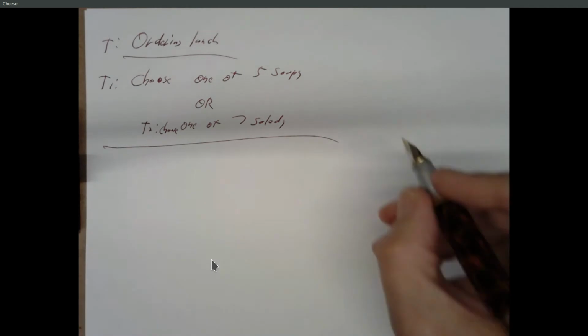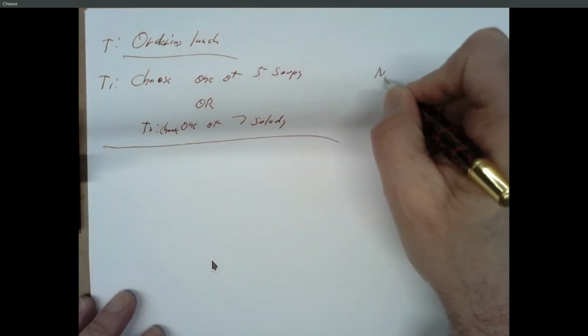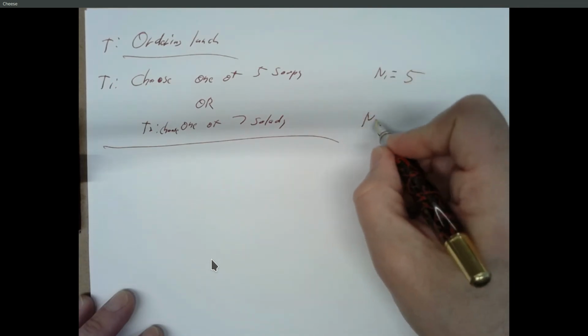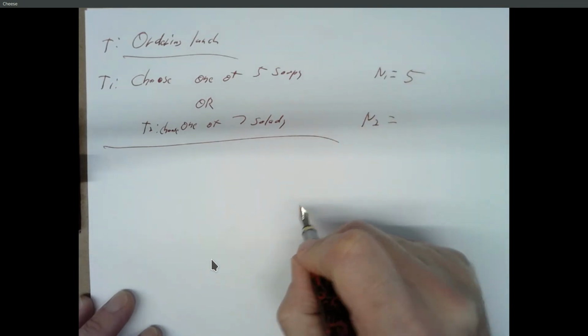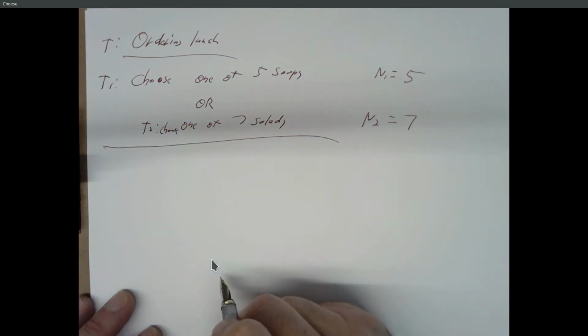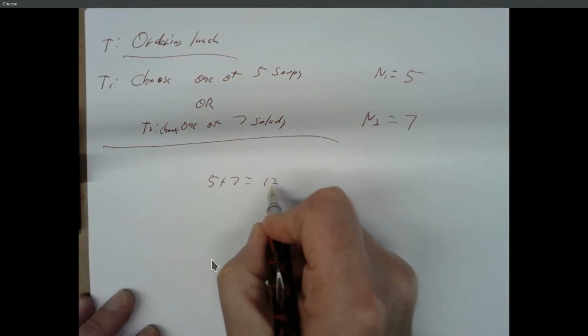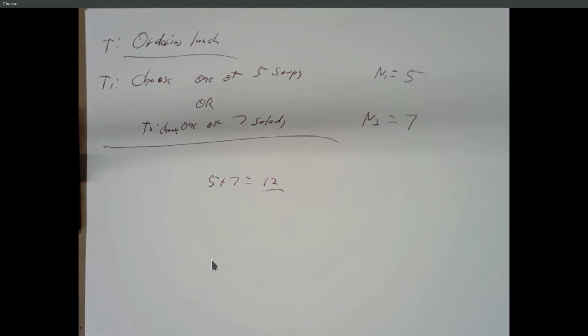So how many ways can we choose soup if we've got 5 possible soups? 5. And if we have 7 possible salads, the number of ways we can choose a salad is 7. And so the total number of ways we can order lunch is 5 plus 7, which is 12. That's all there is to the sum rule.